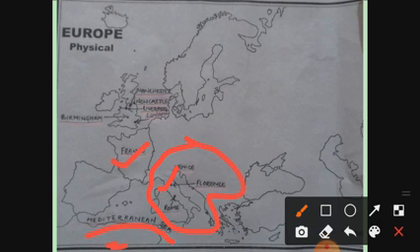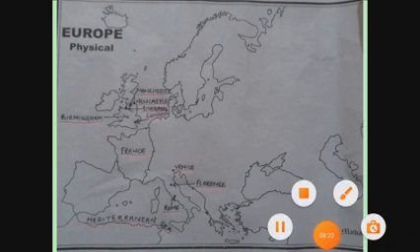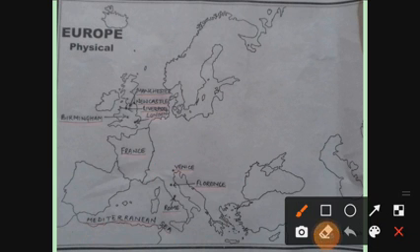So in Italy you will find other important cities. Here is Venice, Florence is here, and Rome. Rome is the capital of Italy. So these are important places that we have come across in both these themes.